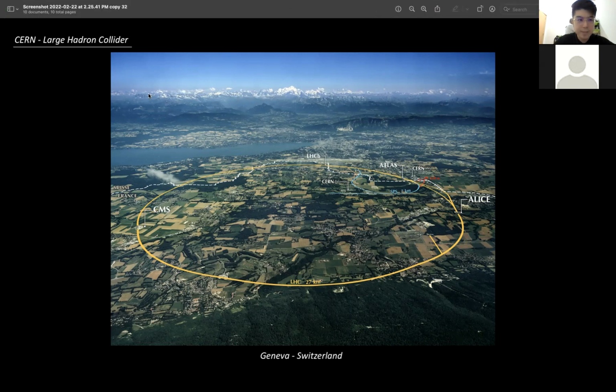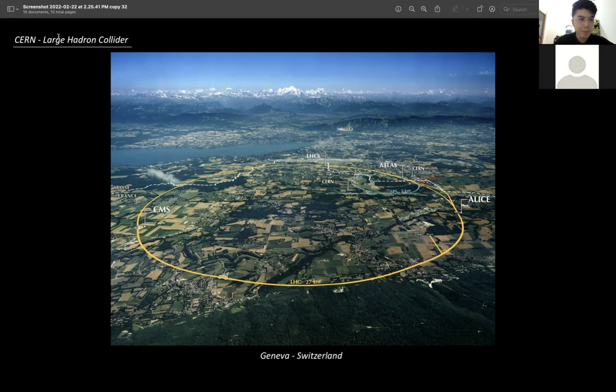The ring, what is that? That is the Large Hadron Collider. This is how big it is. What is the circumference of this thing? 27 kilometers. The circumference of the ring is about 27 kilometers. That is the tunnel, which means the particles travel inside this ring, and it is underground. How deep is it? It is over 100 meters deep from the surface of the ground.